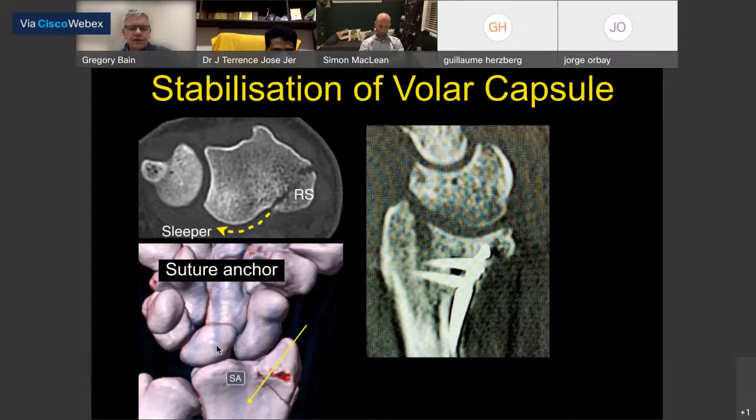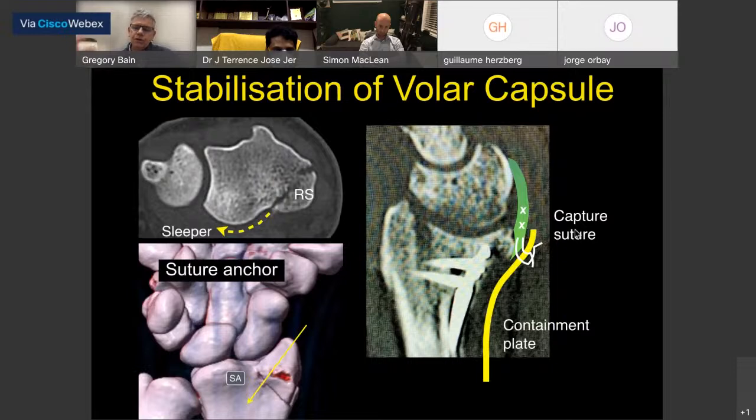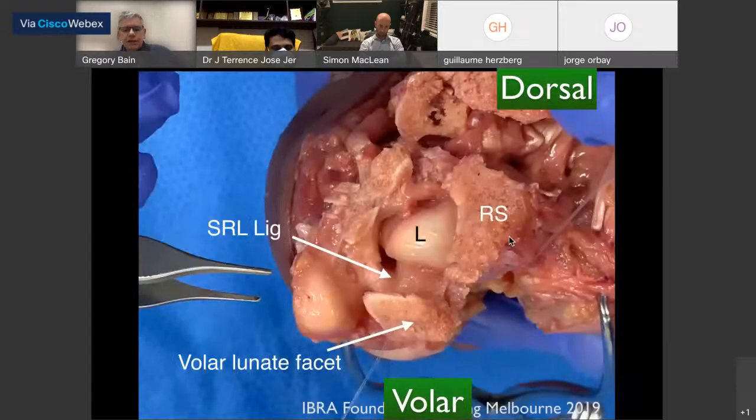So we can use K-wires or screws here, but we need to respect this fracture, maybe put a suture in there and put the plate over the top, or use a hook. But we need to respect and understand these fracture fragments. So in this video here, we can see the lunate, we can see the distal radius fracture.